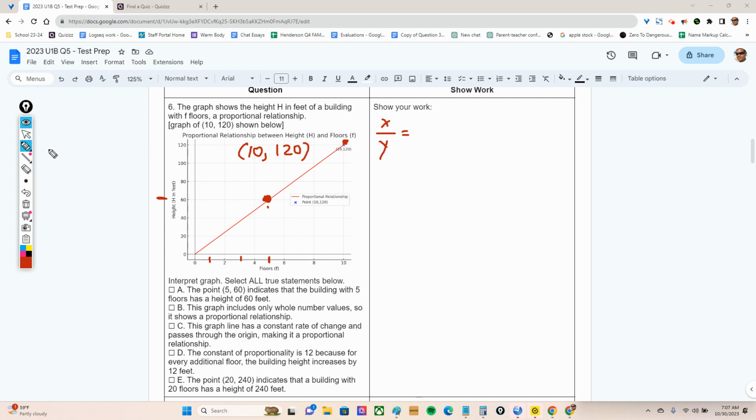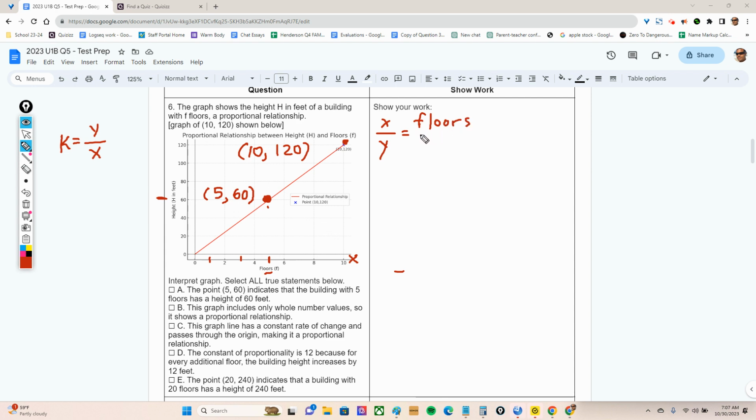We're talking about a specific point, not the constant. It's not asking us what the constant is. The constant is Y over X. Now we're just looking at a point, like a coordinate. So we're looking at the coordinate 5, 60. That's what this dot is. And they're saying that the building is 5 floors. Well, yeah, 5 is floors because it's on the x-axis. And the x-axis is talking about floors.